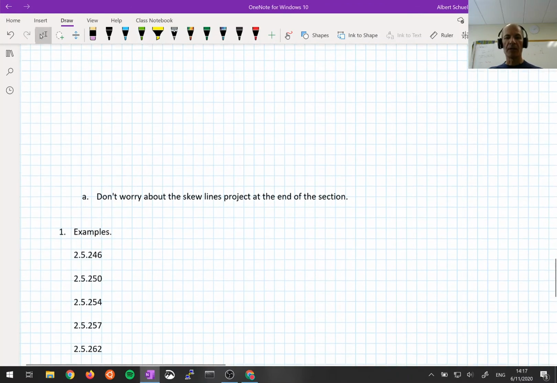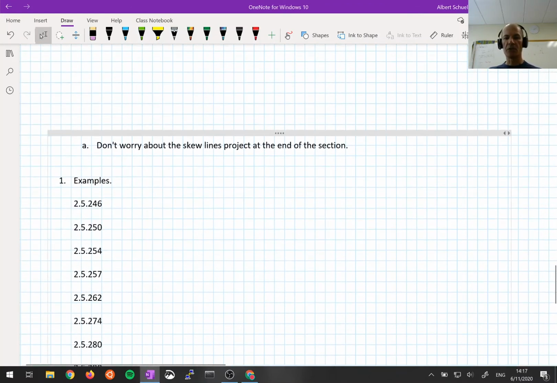And then just a reminder, don't worry too much about the skew lines project at the end, and don't worry too much about the symmetric equations.